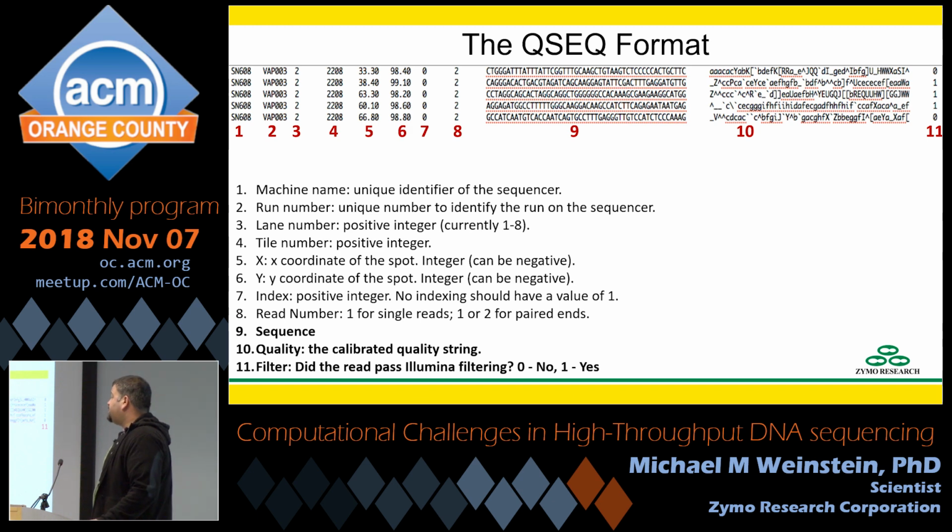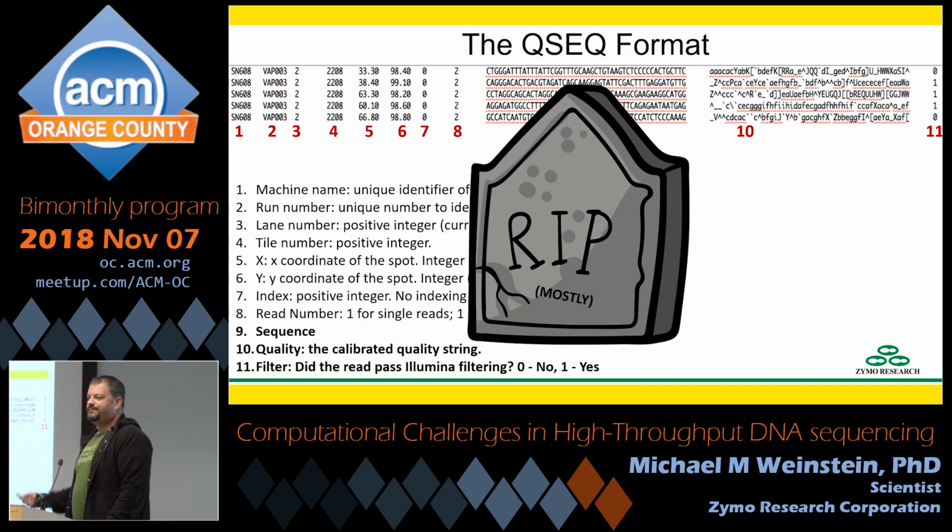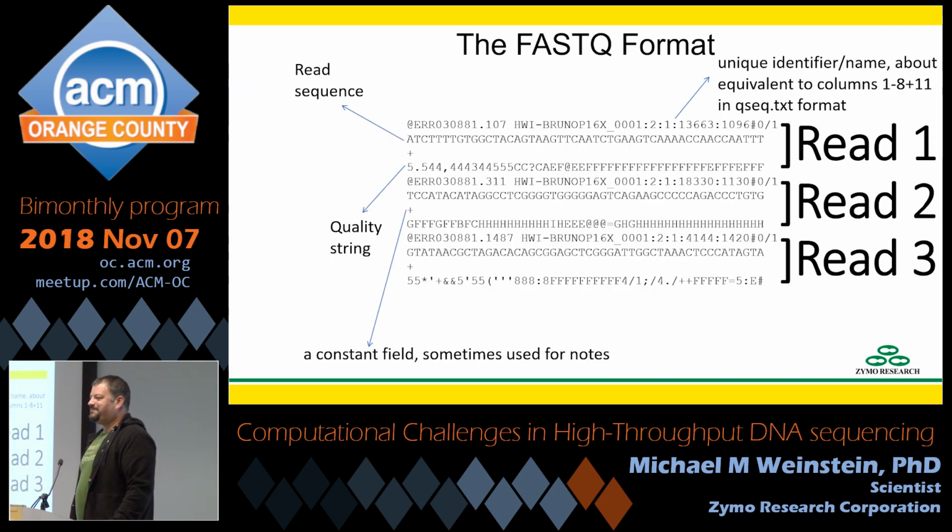So really two important layers of information: what base was called, and how confident the machine was in the base that it called there. The last one is just the machine's internal code for whether or not it passed quality control. This format died, although there's still people who hold on to it very dearly and it still sees some use these days, but essentially software expects the FASTQ format.